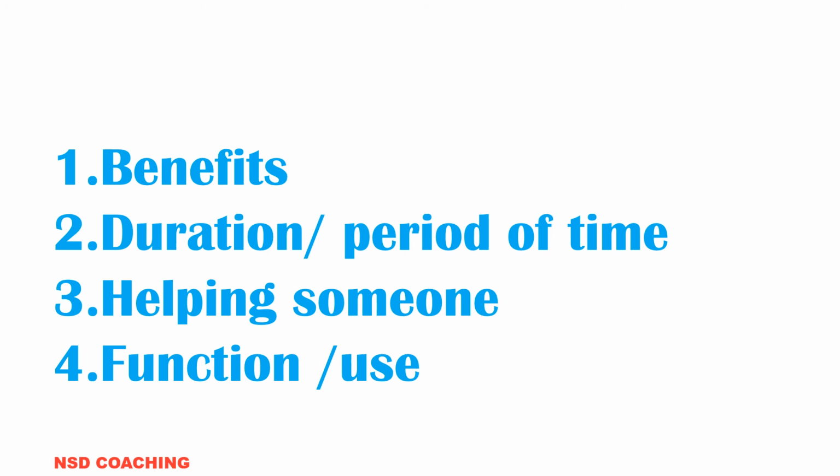For is used for the benefits of certain objects, to describe the benefits of objects. Second, for giving out the duration or period of time. Third, for helping someone, right? You need to help someone. You're using this for, or we can use for function or use, right? Using for telling the function or the usable use of a certain object or thing.